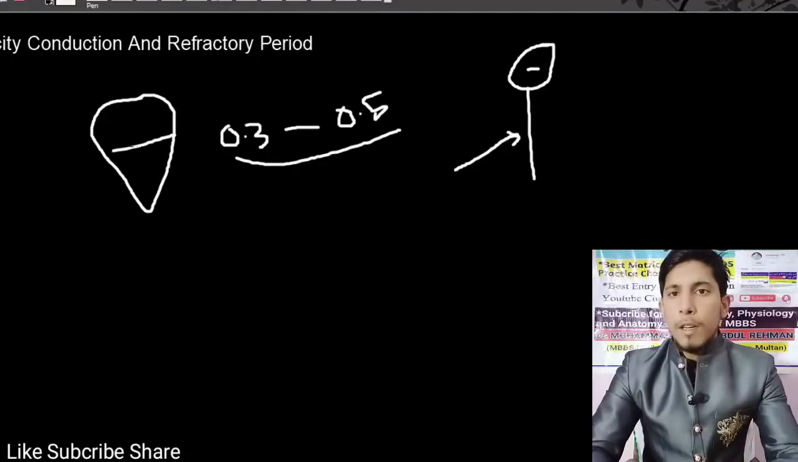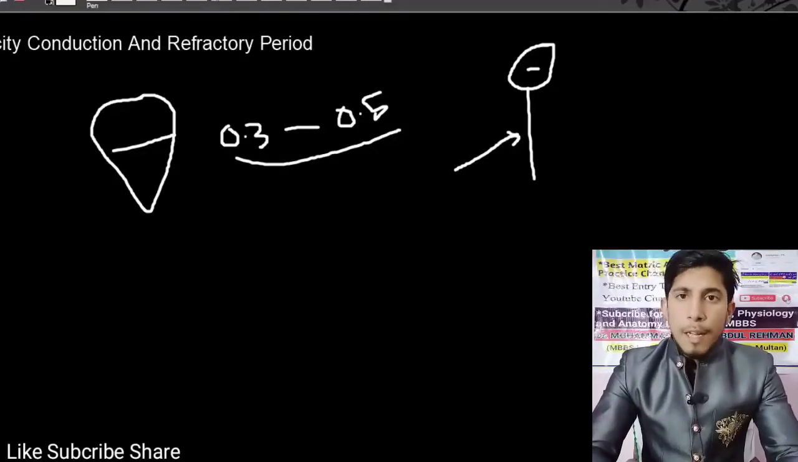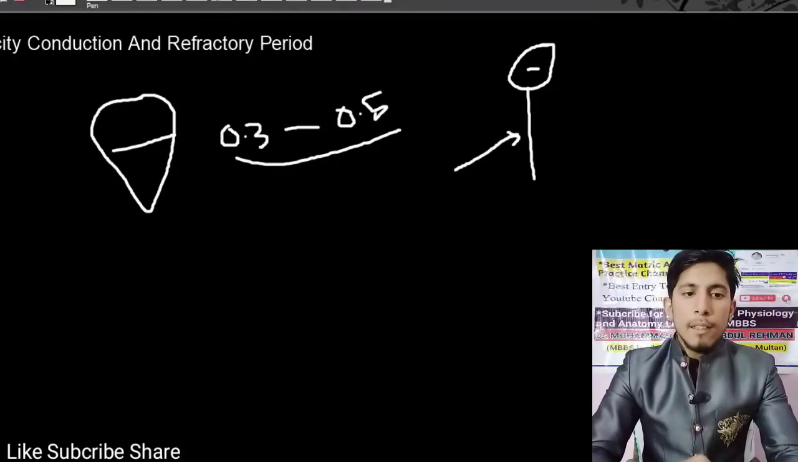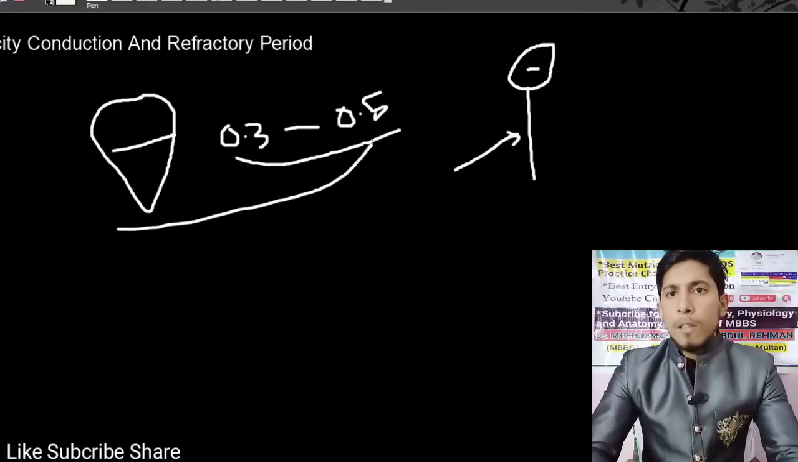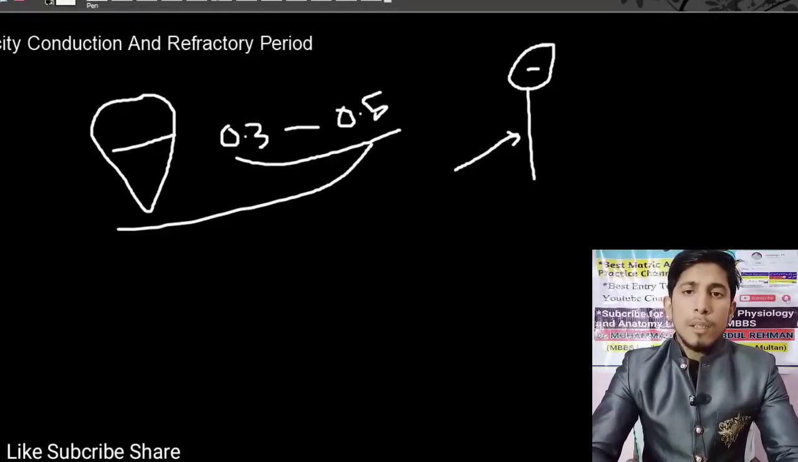In the heart, we require coordination between atria and ventricles, which demands that the impulses travel slowly as compared to the nerve fibers, so that the atria contract before ventricular contraction. So that's why the conduction velocity of heart fibers is less as compared to skeletal muscles and other types of nerve fibers. In skeletal muscles, the conduction velocity is approximately 10 times that of heart muscles.